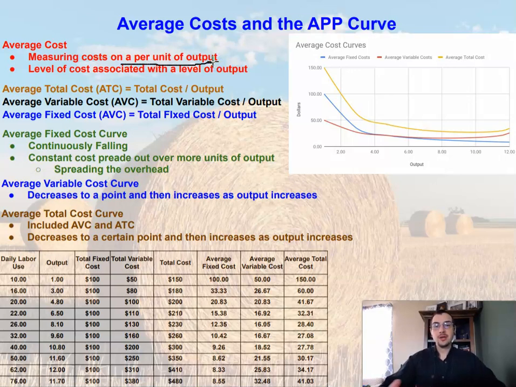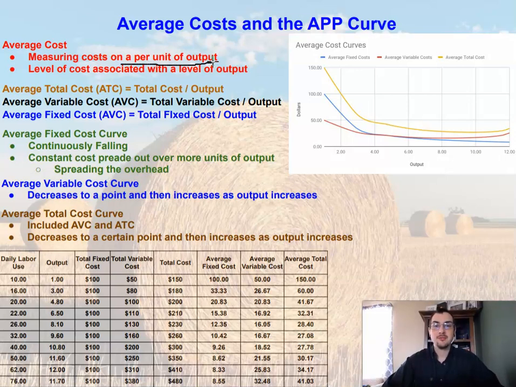So whenever we were talking about the total cost, we were looking at everything from a total standpoint. What was total fixed? What was total cost? And what was total variable cost? Without really looking at it on a per output basis. Whenever we talk about average cost, we're going to put it on a per output basis. How much is this costing me per unit of output?